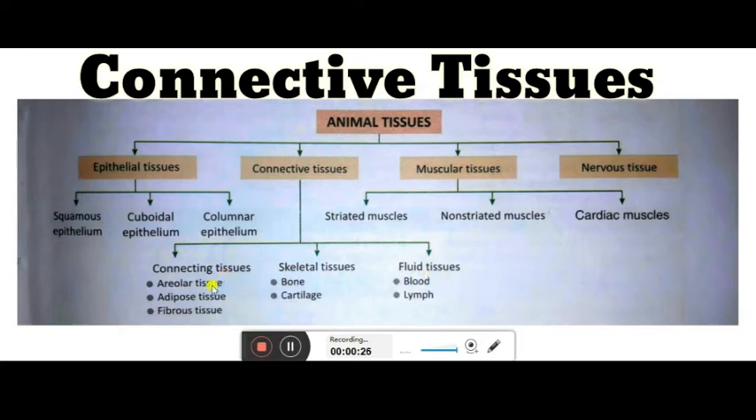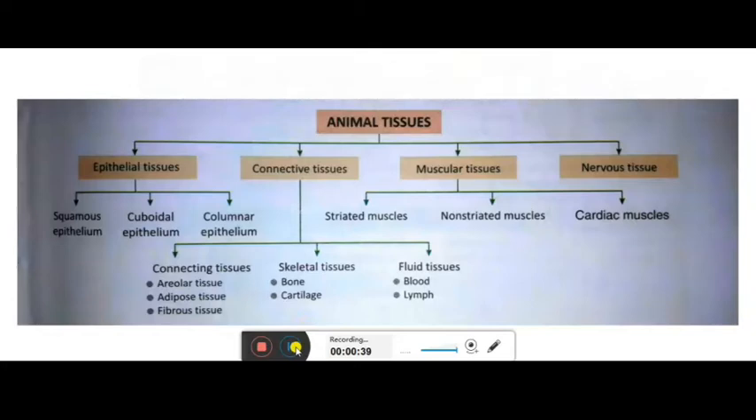Connecting tissues are of three kinds: areolar tissue, adipose tissue and fibrous. Skeletal tissue: bone and cartilage, whereas the fluid connective tissues are the blood and the lymph. Now one by one we will study about this.